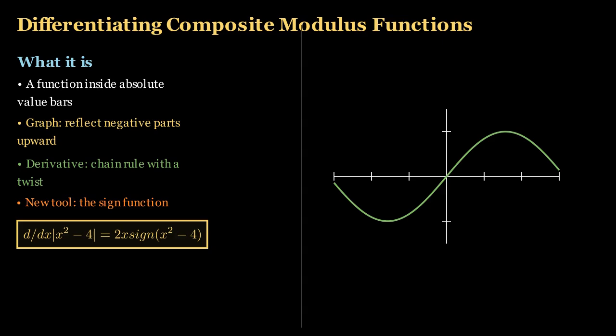Why do we care about the derivative of something wrapped in absolute value? Because the real world is full of quantities that can't be negative.